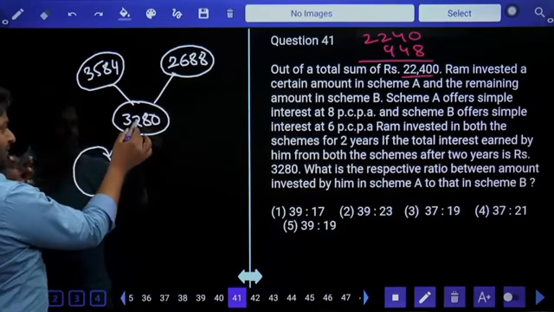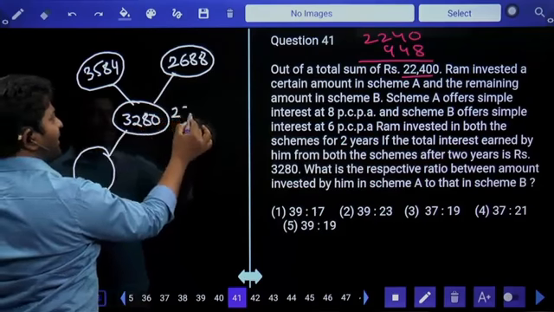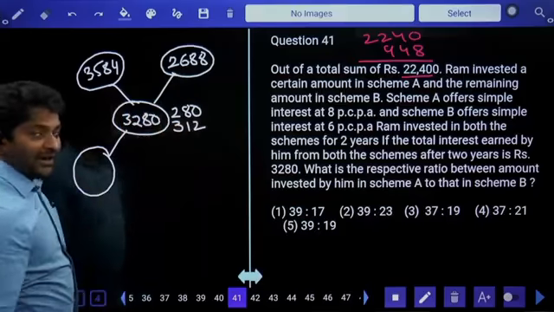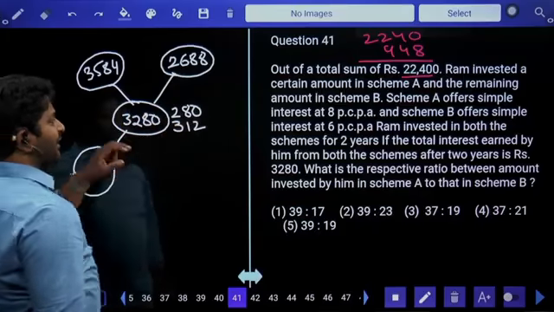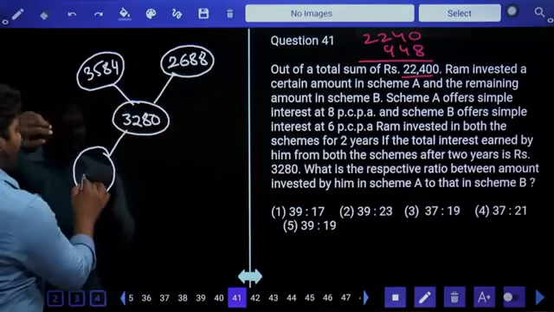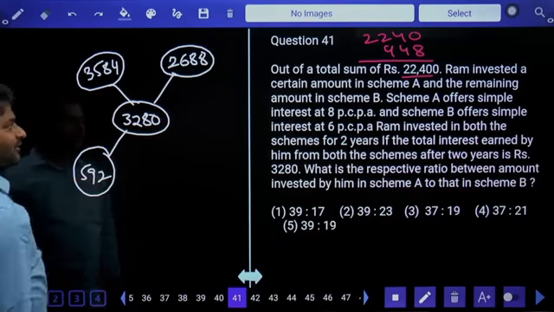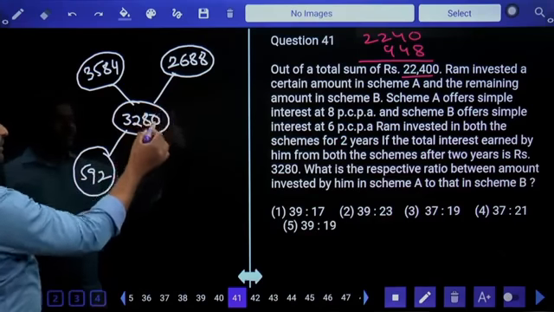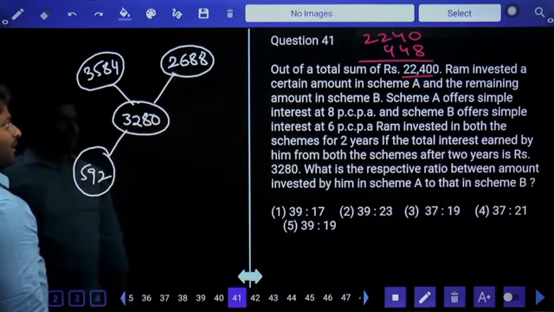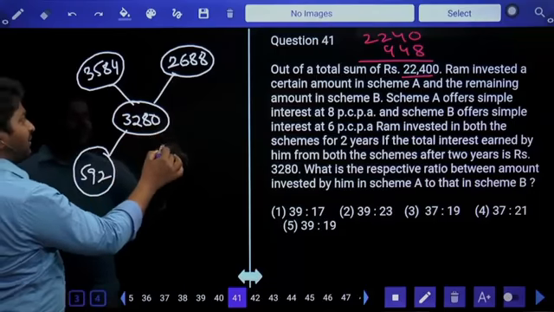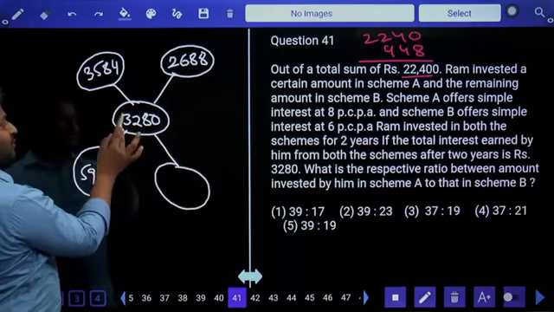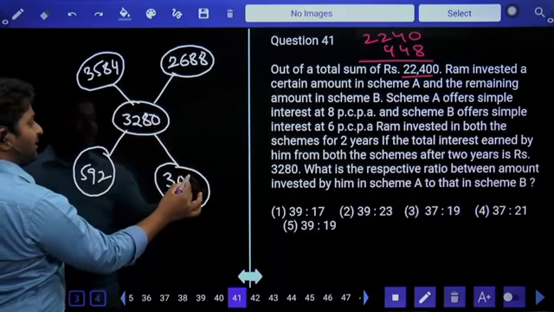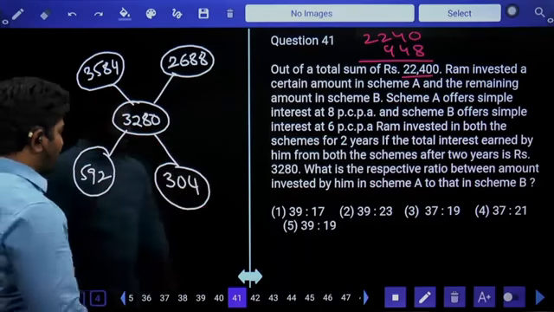Difference between both the numbers. This is 280 more than 3000 and this is 312 less than 3000. Sum is equal to 592. So I'll write 592 here. Difference between both the numbers, right? Now difference between both the numbers is equal to, first subtract 3000, subtract 280 from 584, here we will get 304.